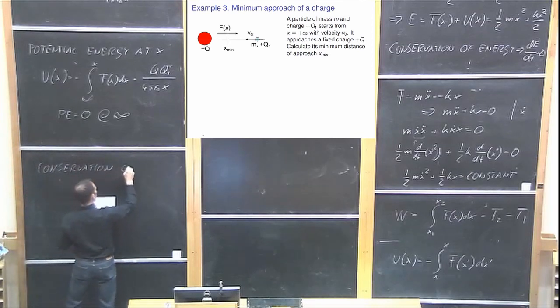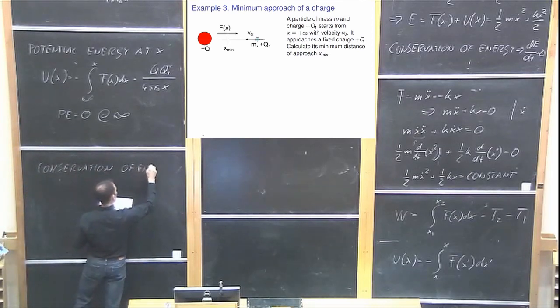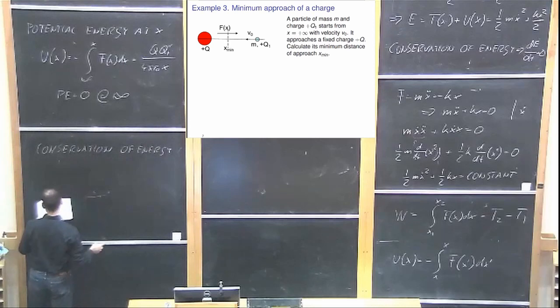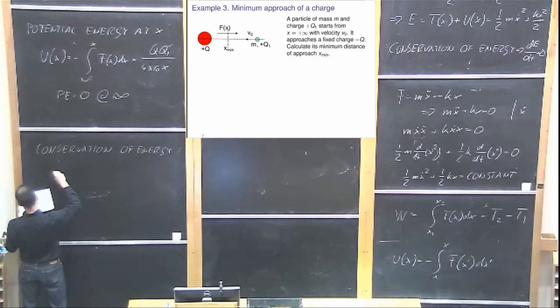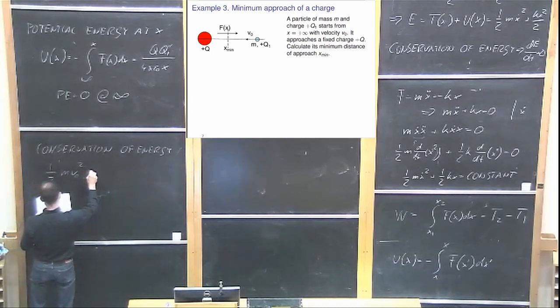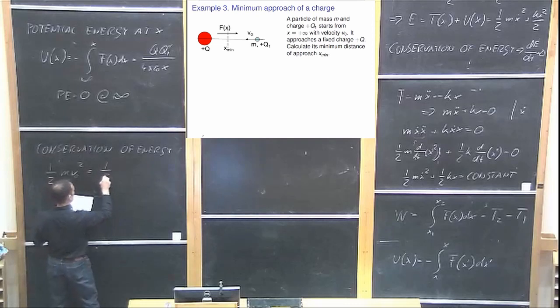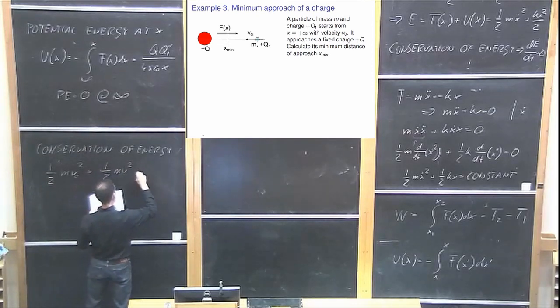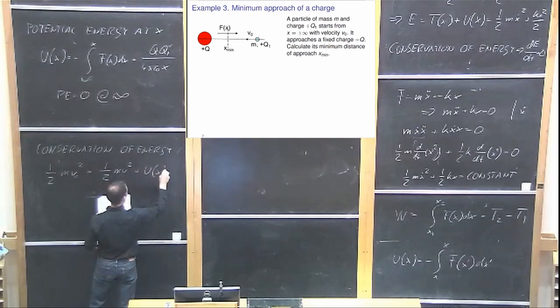Conservation of energy. The particle starts at plus infinity, so pretty far out. At the initial time, it has just kinetic energy. And when it gets closer, at an arbitrary point, it has 1/2 mv squared plus U of x.